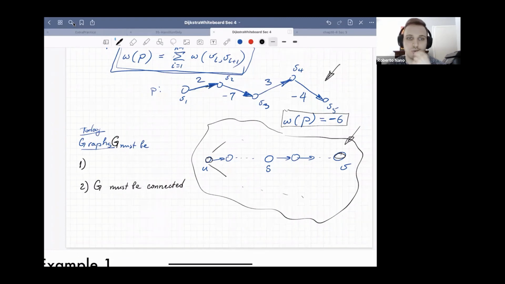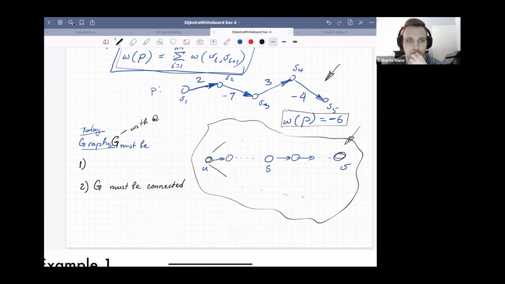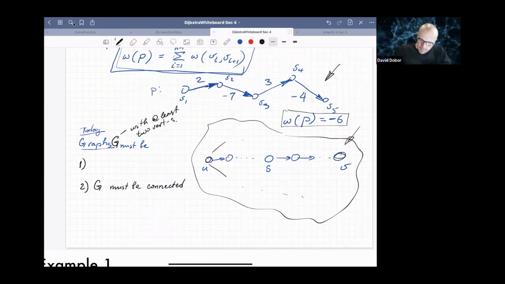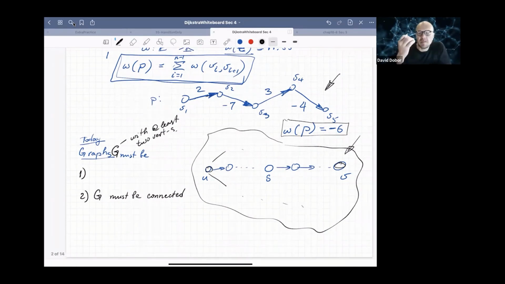The other requirement should be that there's at least two vertices in the graph. Okay, so let's assume G has at least two vertices. I hope it doesn't sound like a trick question. Here's what I'm asking. My claim is that if I allow for negative weights, then it's quite possible that the shortest path does not exist.